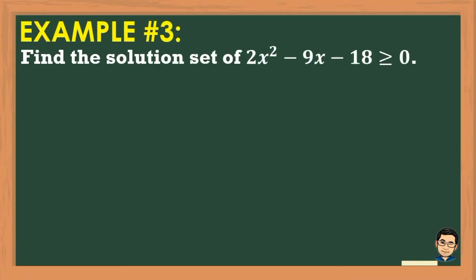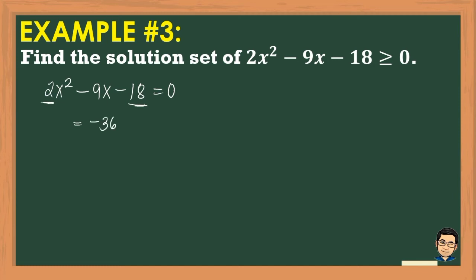Next, example number 3. Find the solution set of 2x squared minus 9x minus 18 is greater than or equal to 0. So, dito po yung ating inequality symbol, meron na siyang or equal to sa baba. Okay. So, again, i-transform natin yung given inequality into equation. So, magiging 2x squared minus 9x minus 18 equals 0. As you can see, yung numerical coefficient ng ax squared is not equal to 1. So, ang mangyayari, i-multiply natin yung numerical coefficient ng a dun sa constant term. So, that will become 2 times negative 18, negative 36.